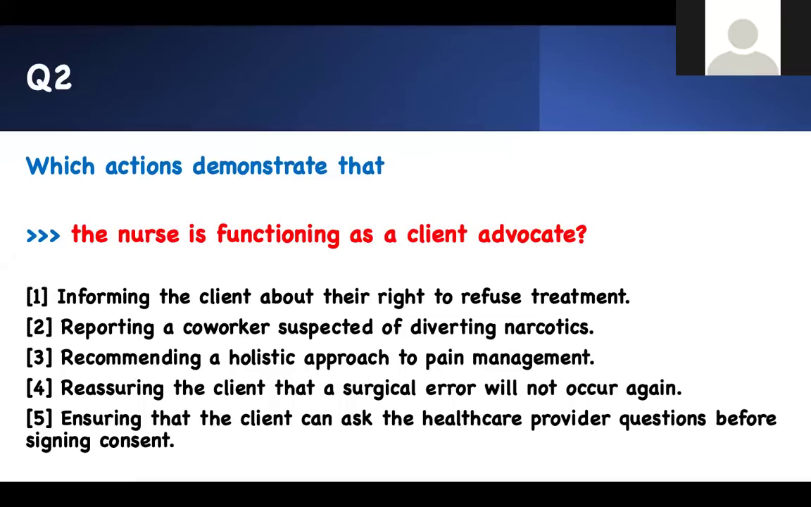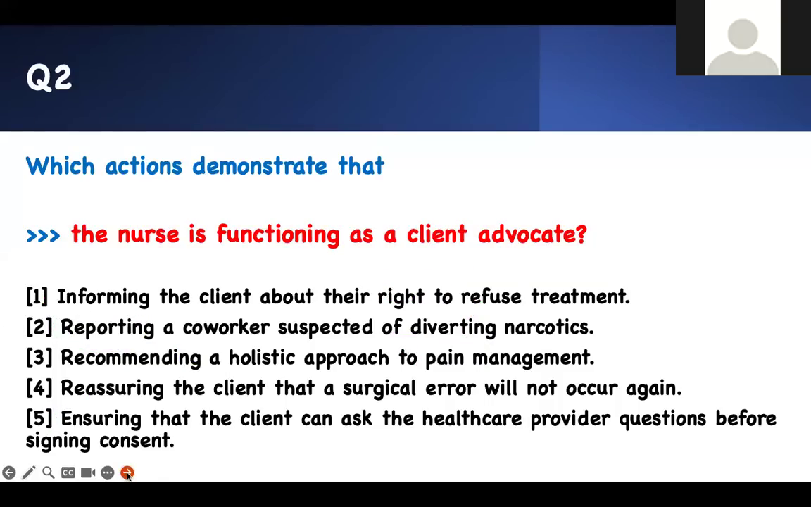Ensuring that the client can ask the healthcare provider questions before signing what? Consent, informed consent. So what are the answers? As you can see, straightforward, right? Patient's right. Excellent. Reporting the co-worker. This is a safety one. Just recommending is not enough. Ensure, because pain management is an individual right. Reassuring the client is a promise. We're not supposed to do that. And this is informed consent. So 5, 1, and 2 are the right answers. 3 and 4 are not.